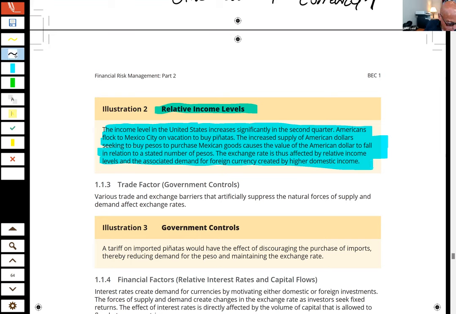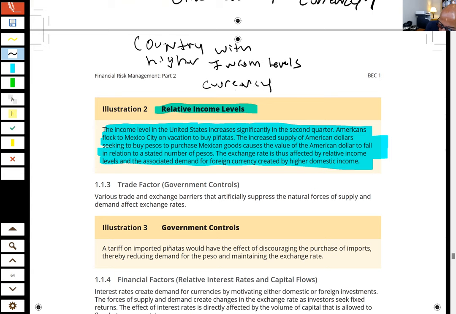The country with higher income levels, what's going to happen to their currency? Their currency is going to devalue. And again, guys, I just call it the other country because we don't want to memorize by country. The other country, that's the one where the income levels aren't necessarily rising, their currency is going to appreciate, right?